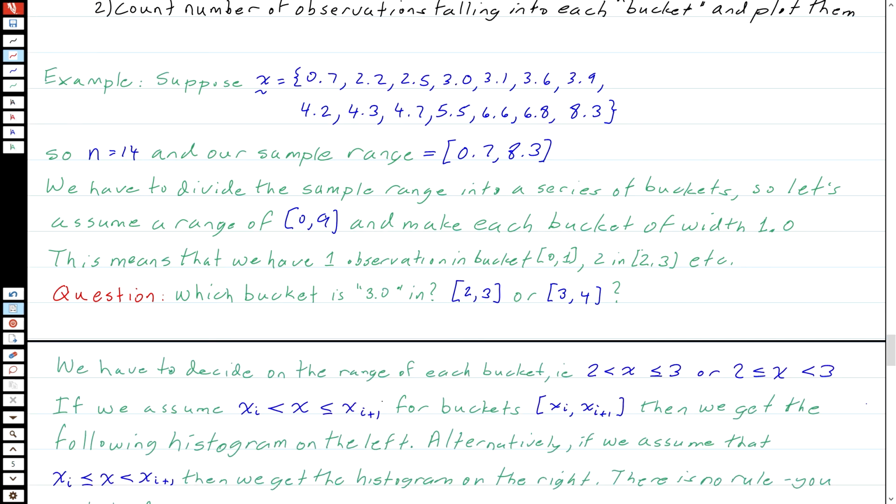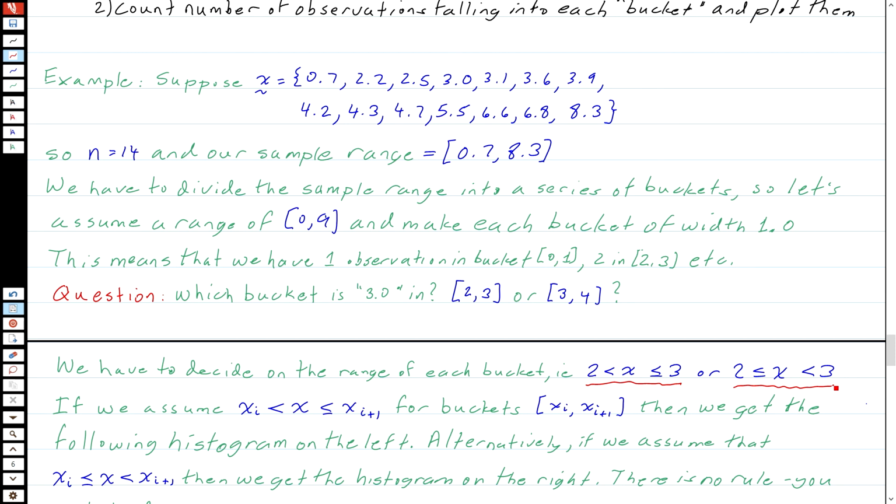So we have to decide on a range for each bucket. We could say the 2 to 3 bucket goes from 2 to 3 but includes 3, or we could say it includes 2 but excludes 3. So the first one is this one, that includes the 3. And this one includes the 2 but excludes the 3. And then basically you would use the same rule for each of your buckets.